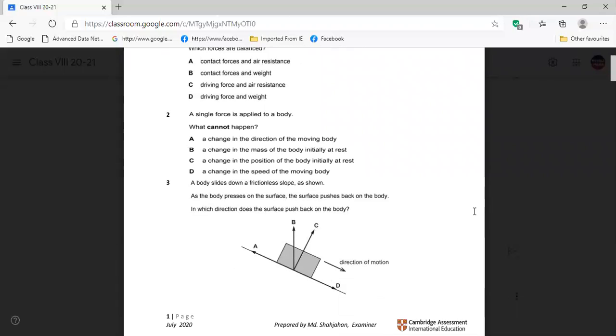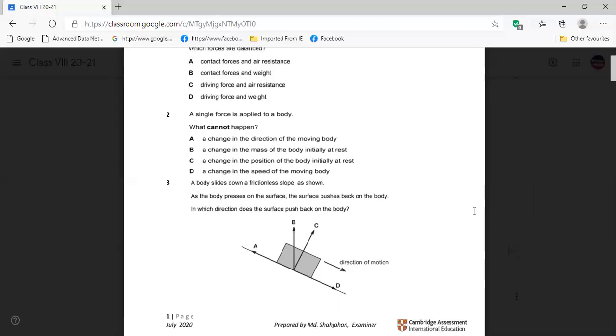Next, please read. A single force is applied to a body. What cannot happen? Okay. I think it's B. Change in the mass of the body initially at rest. Correct. Then continue C.